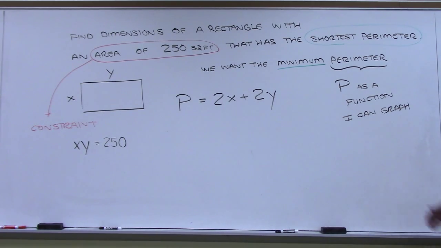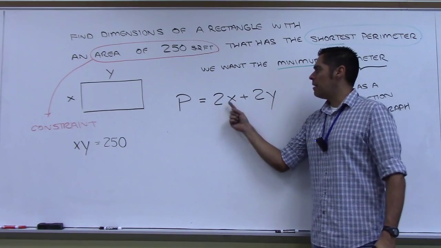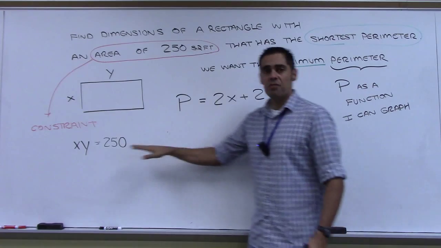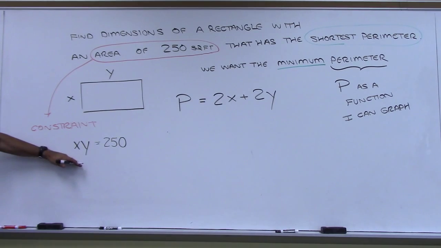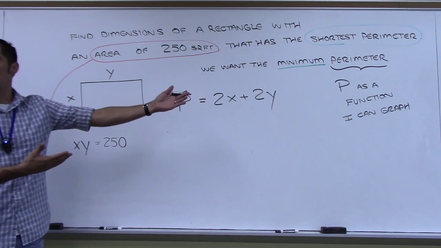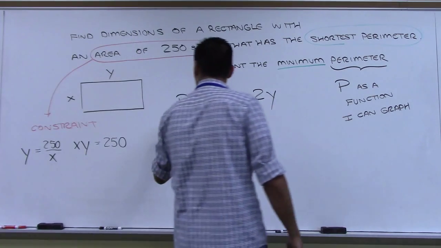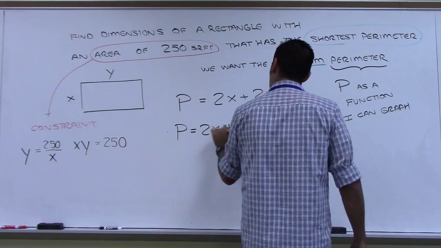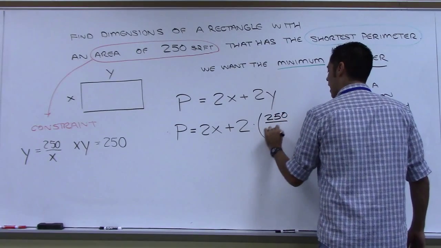So what I need is to be able to graph p as a function of x, or as y. Except the p right now has x's and y's in it. But my constraint is an equation that contains x's and y's also. So aren't I free to solve this equation for x or for y and then plug that into that equation? Yes? So take this constraint. Let's say we solve it for y. If we solve it for y, we get y is equal to 250 over x. And now come back and rewrite the perimeter function as 2x plus 2 times y, which is 250 over x.